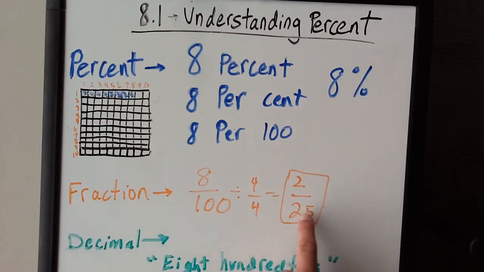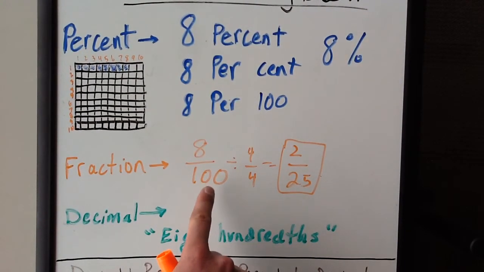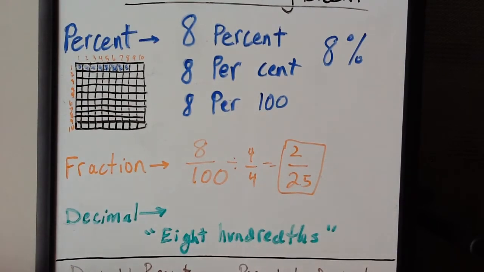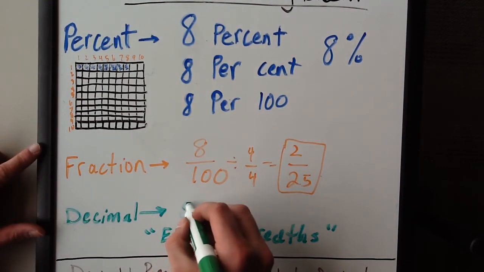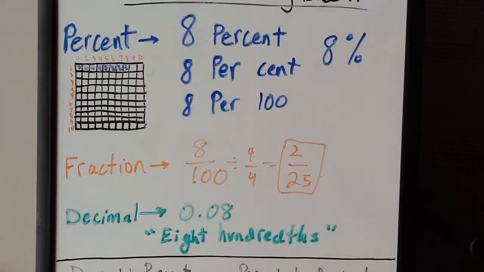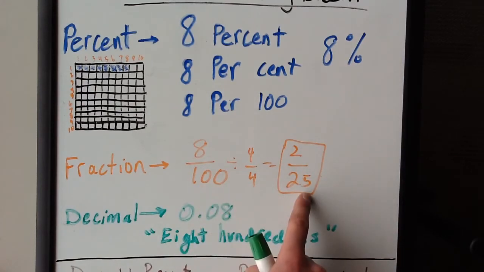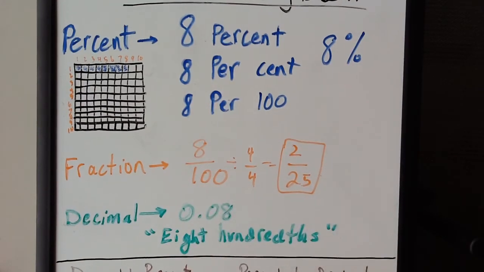So percent, fraction, and then decimal form. If I have a fraction of 8 hundredths, I can literally say 8 hundredths and write that in decimal form, 0.08. That's how I read that decimal. It's 8 hundredths. So we have those three forms: percent, fraction (and fraction in simplest form), and then decimal form.